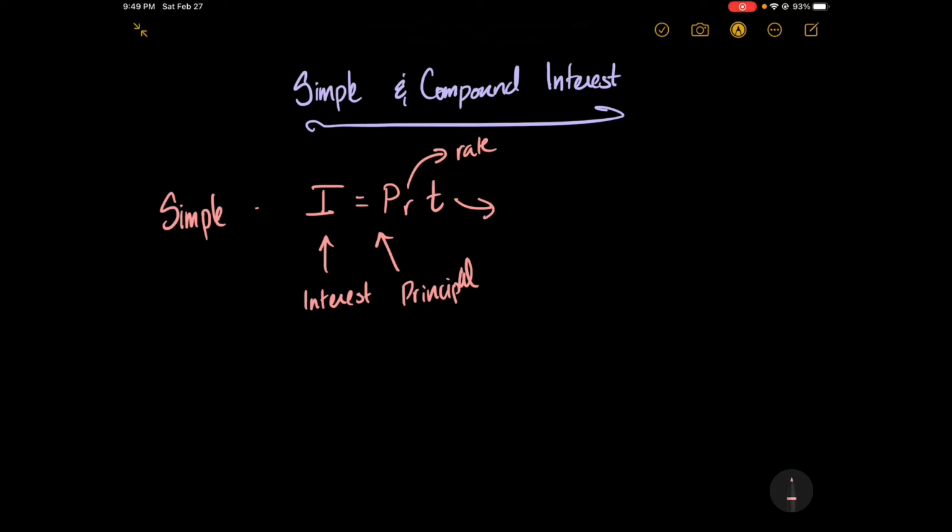Well, if this rate is going to be increasing every month or something, in that case, it's going to be different. It's going to be every month then. But T is going to be the time period.